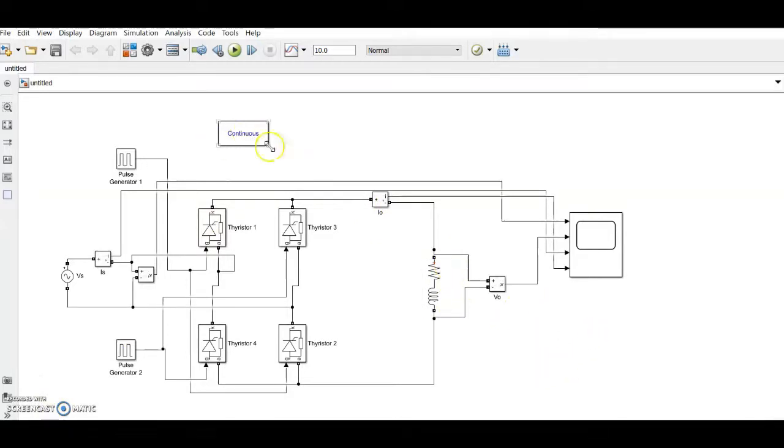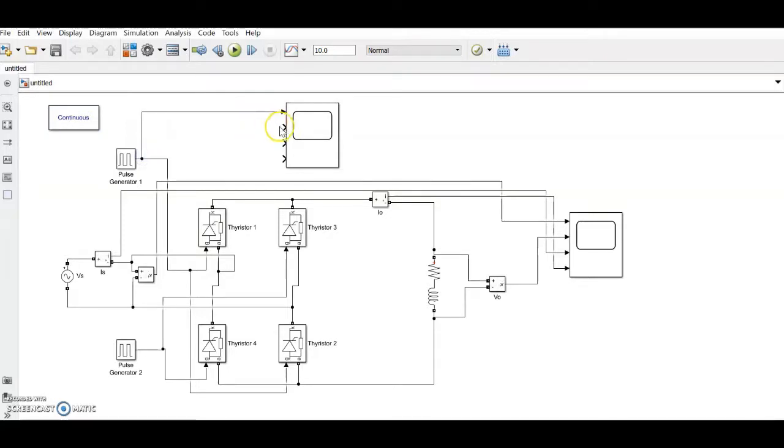Suppose let us bring one more scope here in order to simply see the pulse generator output 1, pulse generator output 2, and what is the voltage across the thyristor also.